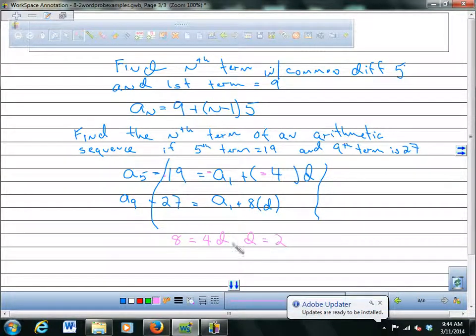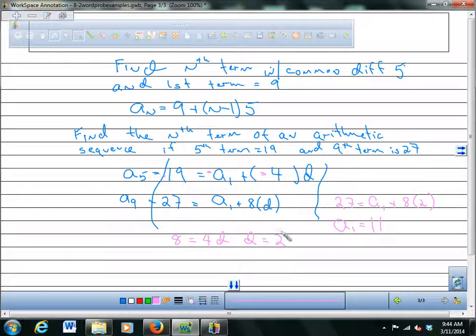2, right? And then I just take that and plug it into either formula, and solve for a sub 1. Okay, so let's plug into that second formula. 27 equals a sub 1 plus 8 times 2, and I get a sub 1 equals 27 minus 16. 27 minus 16 is 11, right?